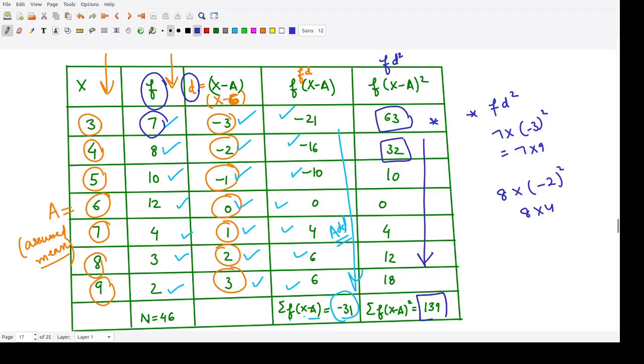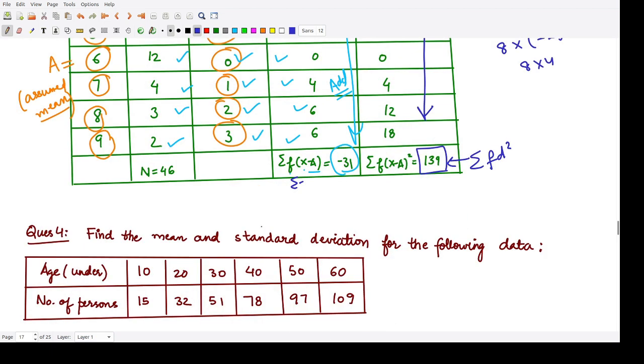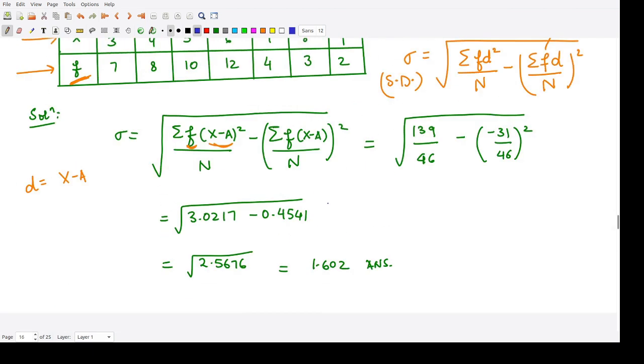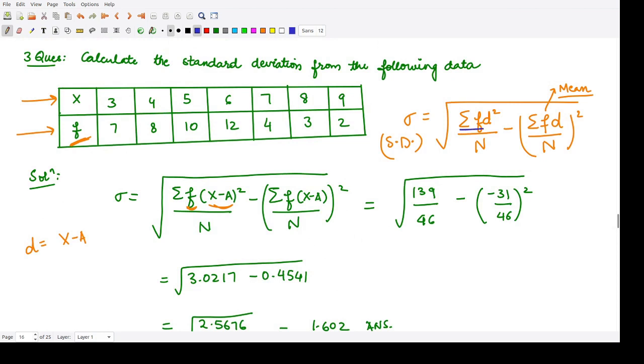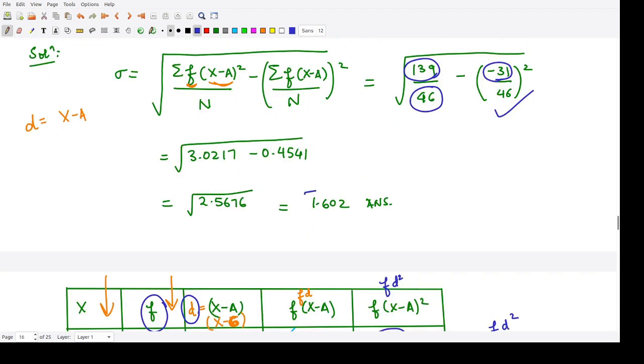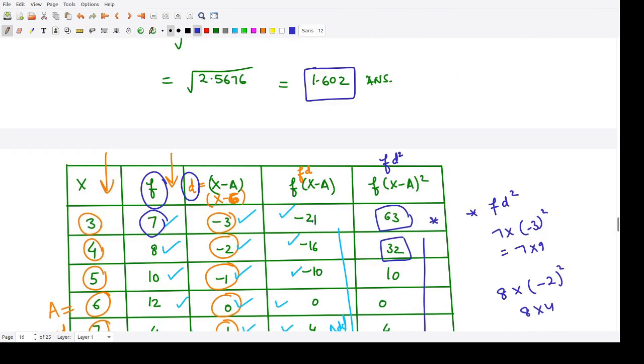So you would have 139 as the value of summation f d square, and the value of summation f d is minus 31. You just substitute all these values here. Total n is the sum of all these frequencies, so that is 46. So when you calculate this, your final answer would be 1.602. That is the standard deviation.